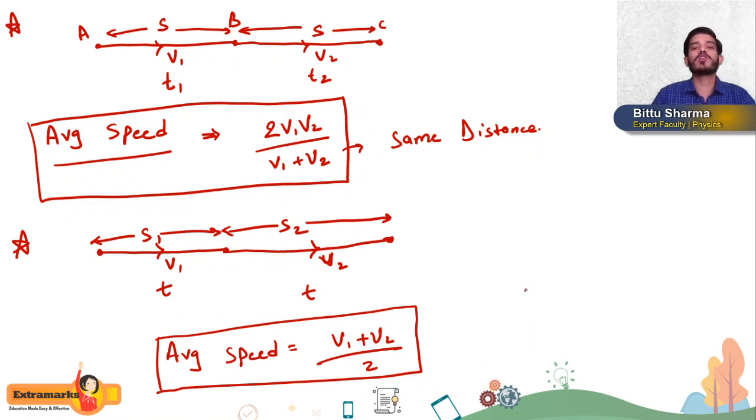Getting or not? Remember this thing: whenever distance is the same, average speed is 2v1v2 by v1 plus v2, and whenever time is the same, average speed is v1 plus v2 by 2. Okay.